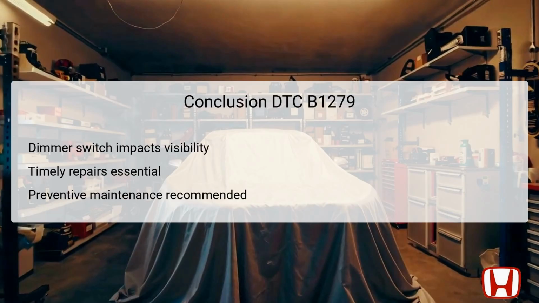In conclusion, DTC B1279 emphasizes the importance of the dimmer switch circuit in a Honda Accord, as it directly affects driver visibility and comfort. Addressing this malfunction quickly can prevent complicated electrical issues and enhance overall driving safety. From the initial diagnostic steps to the necessary repairs, following a structured troubleshooting process is critical for uncovering the root cause of the problem. Furthermore, adopting preventive maintenance measures can extend the life of the vehicle's electrical systems and enhance reliability.